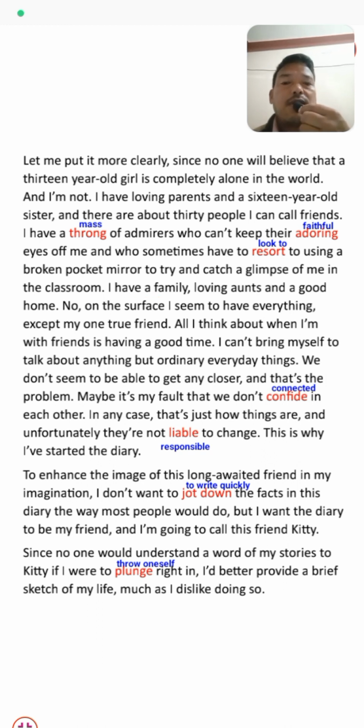I have a family, loving aunts and a good home. Also, she had a family, a loving aunt and uncle, and a good home. No one on the surface, I seem to have everything except my one true friend. In this line, students, she says that she has everything. She has family, friends, loving people, also an auntie and uncle. But she doesn't have a true and real friend. That is what she is facing, and that is what she was looking for, a real friend and a true friend.